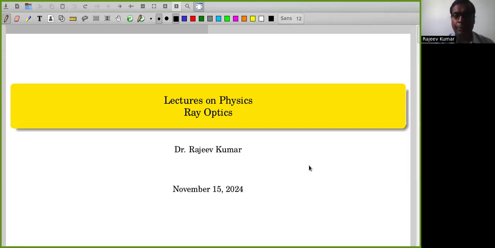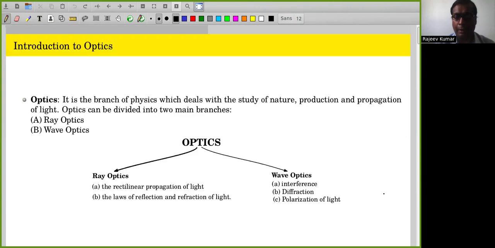Morning, everyone. Today I am going to start the topic of geometrical optics. So basically, in optics, we study two types of optics based on the particle and wave nature of light.